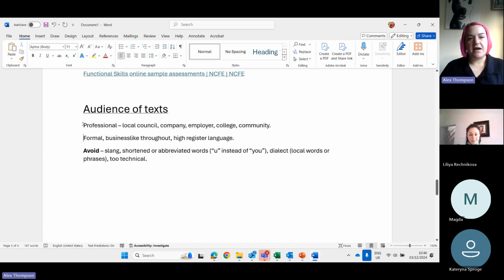So we need to think about not only if it's formal or informal, but also we need to consider the age of our audience, because if we were writing something for children, like I say, it would be very simple in comparison. If we're writing for somebody very professional, again, we would change our tone. So your tone can be friendly, it can be professional, it can be funny. It depends entirely on what you are expected to write.